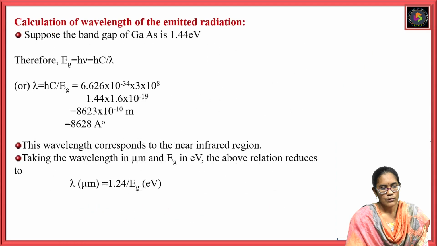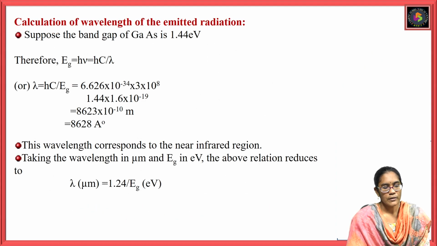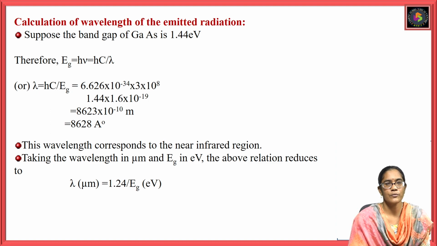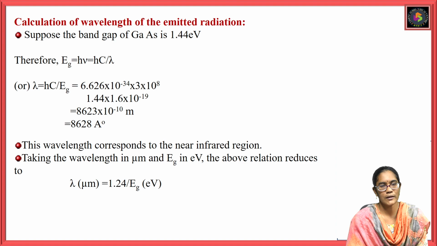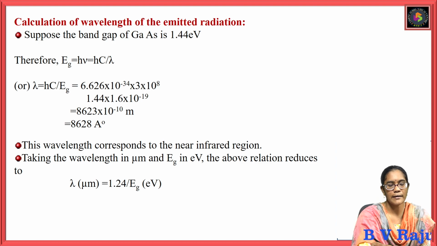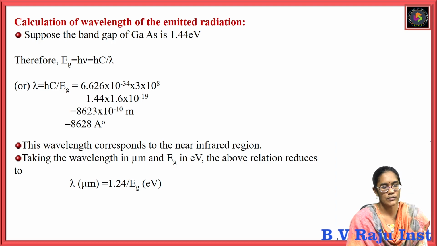Okay. So, calculation of wavelength of the emitted radiation. This mainly depends upon the energy band gap of the material. Here we are discussing the homojunction diode laser. For that we have taken the example of gallium arsenide, for which the band gap is 1.44 electron volts.